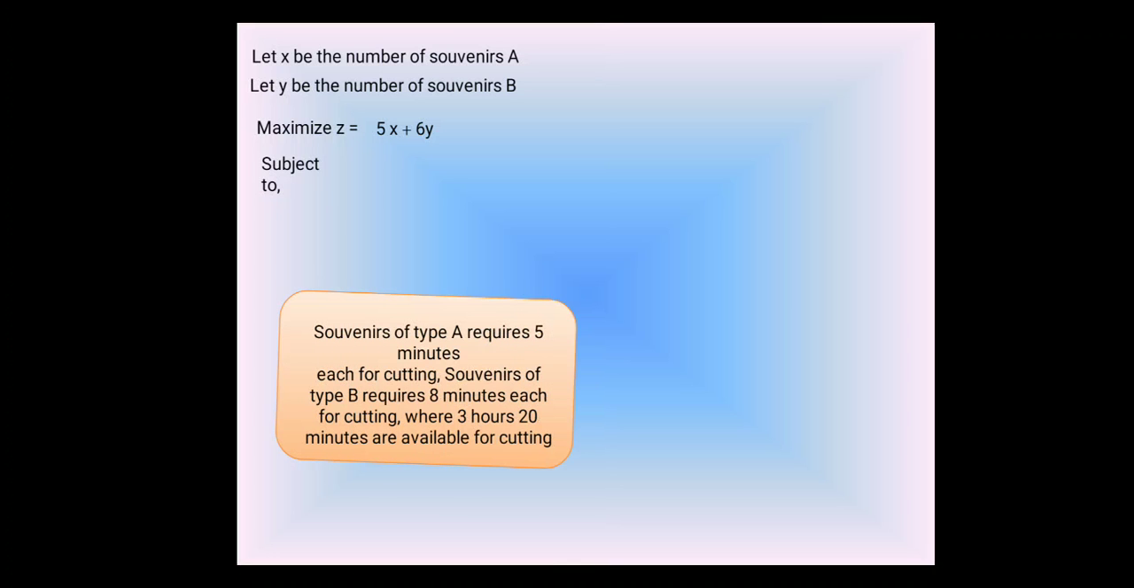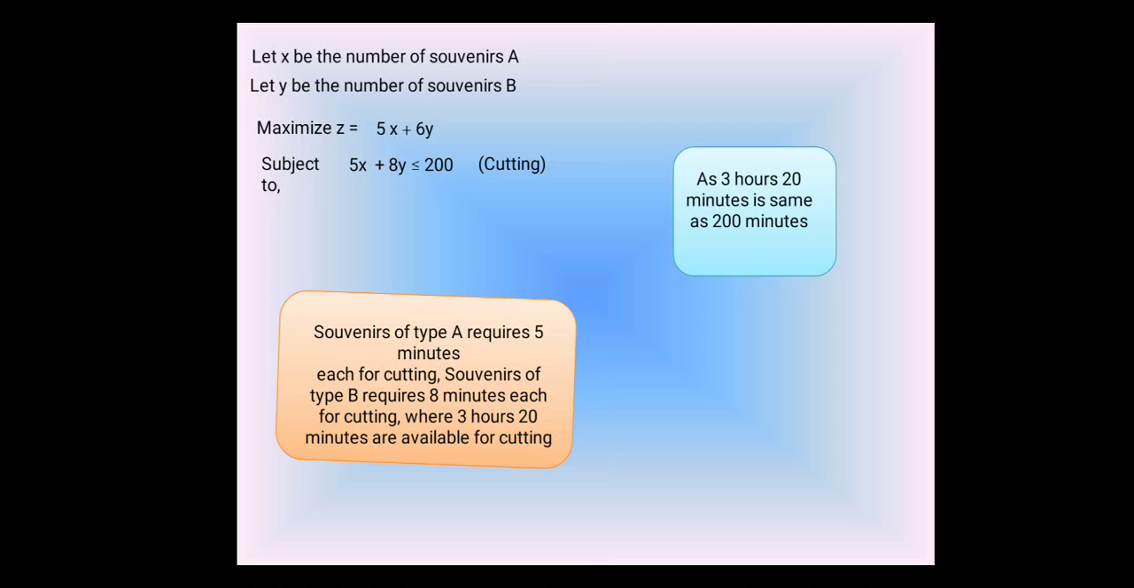Subject to the constraints: type A requires 5 minutes each for cutting and type B requires 8 minutes for cutting, but they have given that the cutting machine is available for 3 hours 20 minutes. Hence, the first constraint is 5x + 8y ≤ 200. Here we have to convert 3 hours 20 minutes into minutes, that is 3 hours 20 minutes is the same as 200 minutes, because we have to convert to the same units, that is converting hours into minutes.